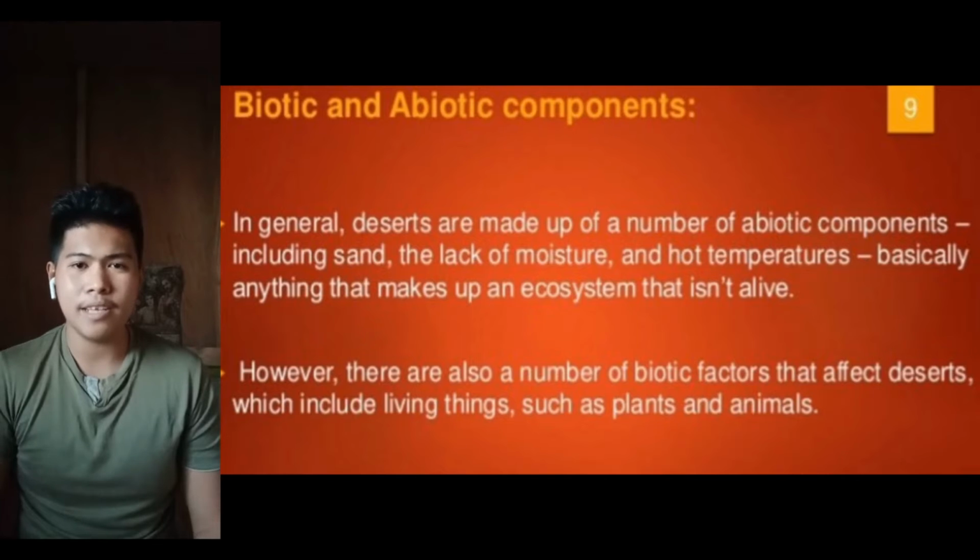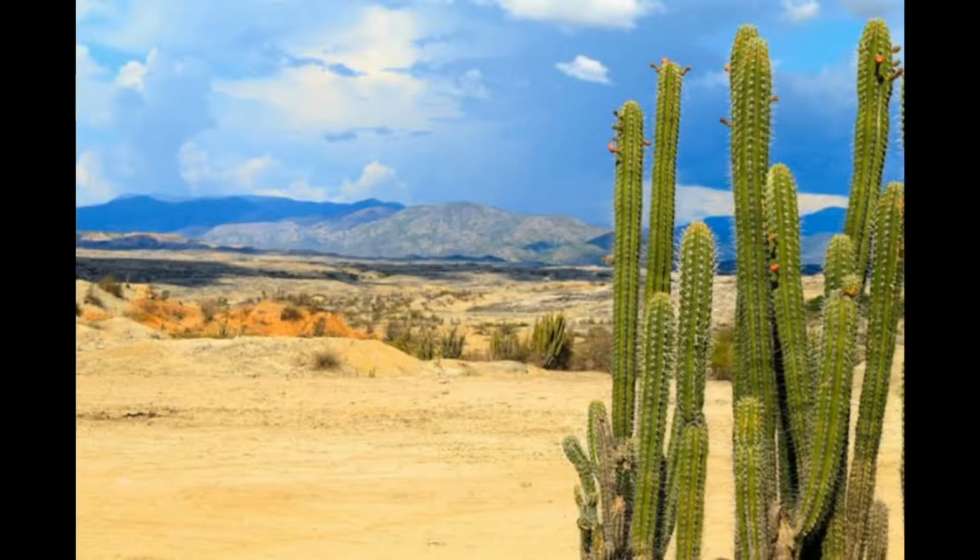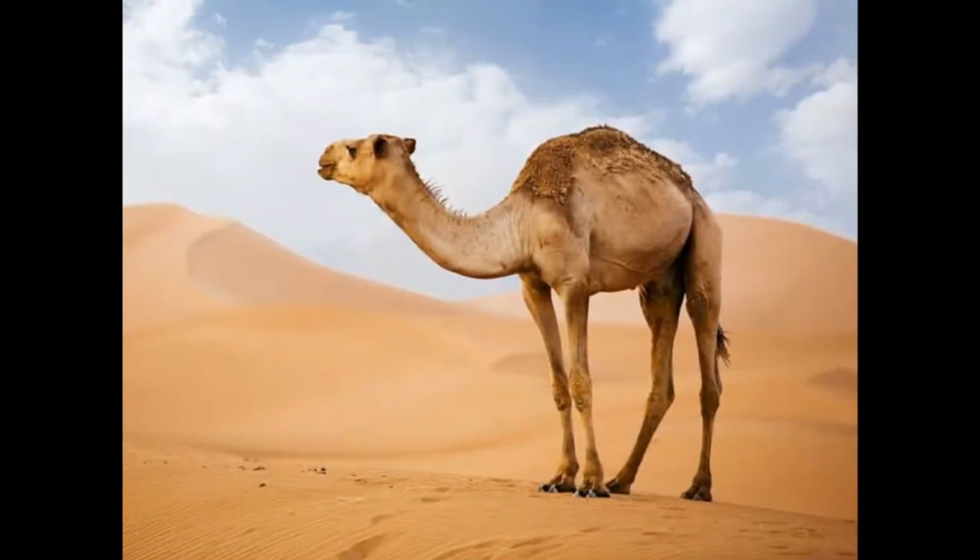An example of the plants that live in the deserts is the cactus, while an example of the animals that live in the desert is the camel. This is the cactus that lives in the desert. And this is the camel that lives in the desert.